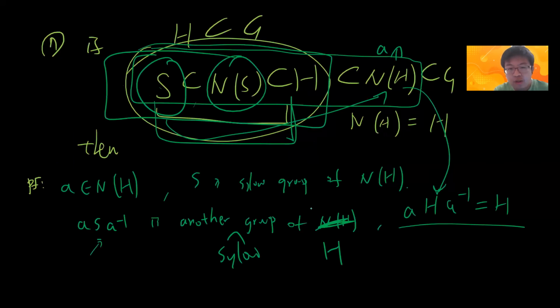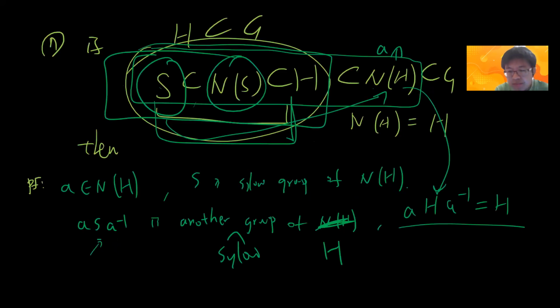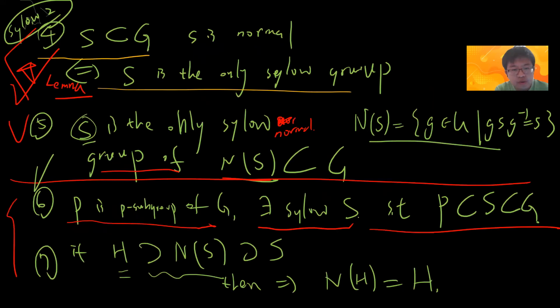So you start from the normalizer of H, but finally you prove that A belongs to H. So you get N of H is a subset of H, so N of H is the same as H. Okay, so we proved most of them, right? So let's go to the final one.